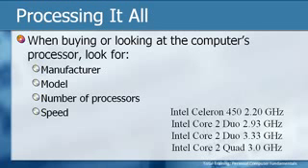So let's analyze these a little bit. The first one is an Intel Celeron 450, 2.20 gigahertz. Now you may not know this, but a Celeron is kind of an entry-level processor, if you will. So just remember right now, it's a single-core processor, 2.2 gigahertz.